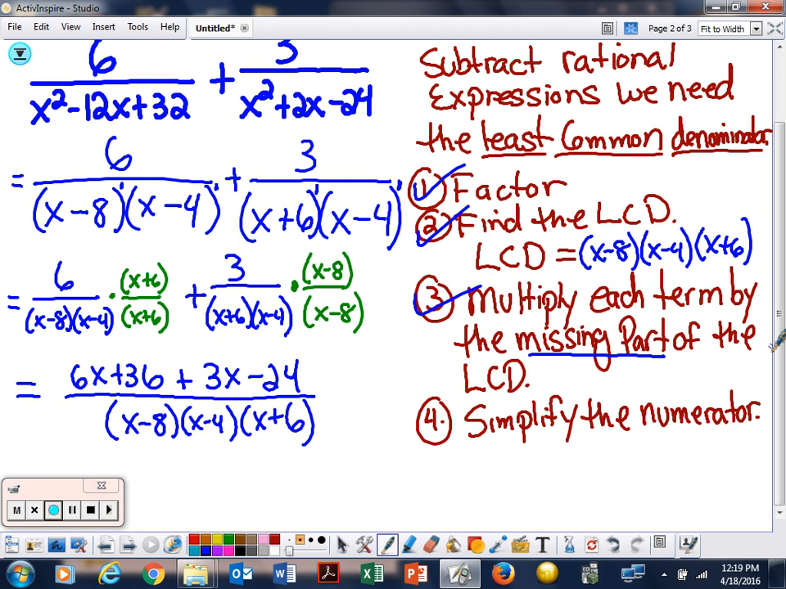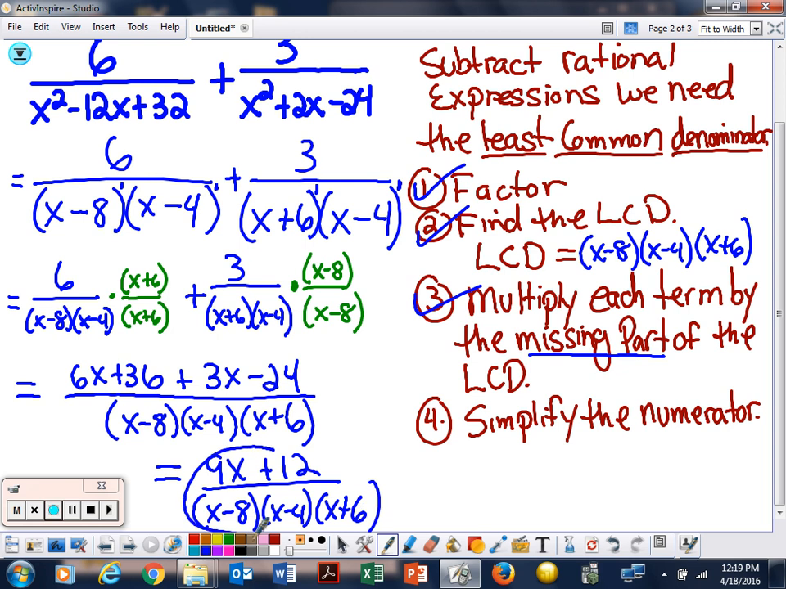All right, we're still not done. We can simplify the numerator a little bit further, combine like terms. So that becomes 6x plus 3x is 9x. And then 36 minus 24 is plus 12, all over x minus 8 times x minus 4 times x plus 6. That is our final answer.